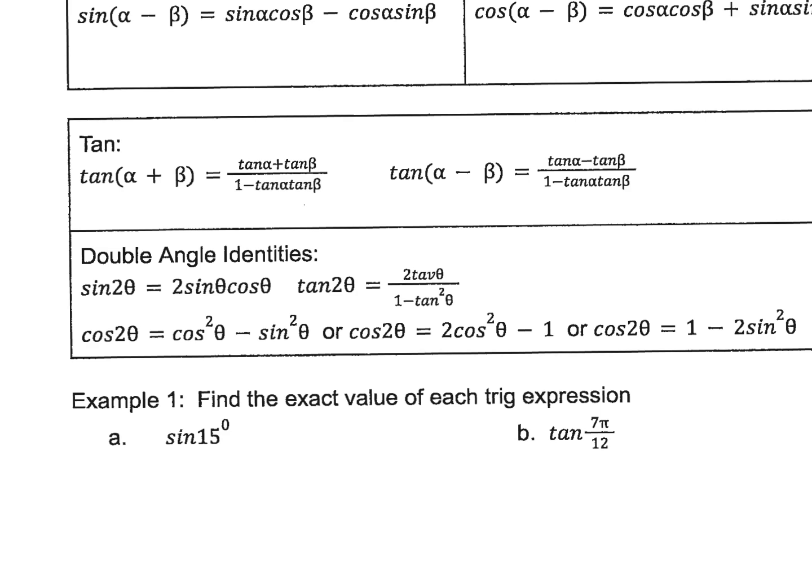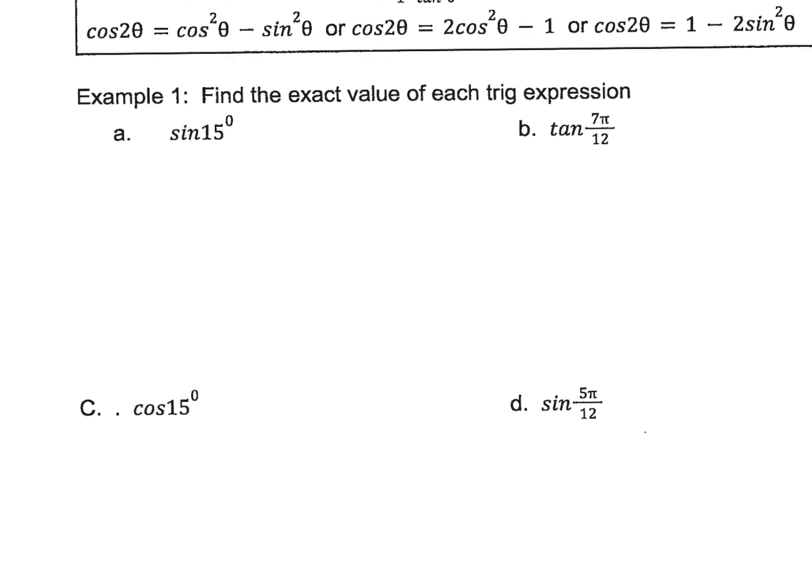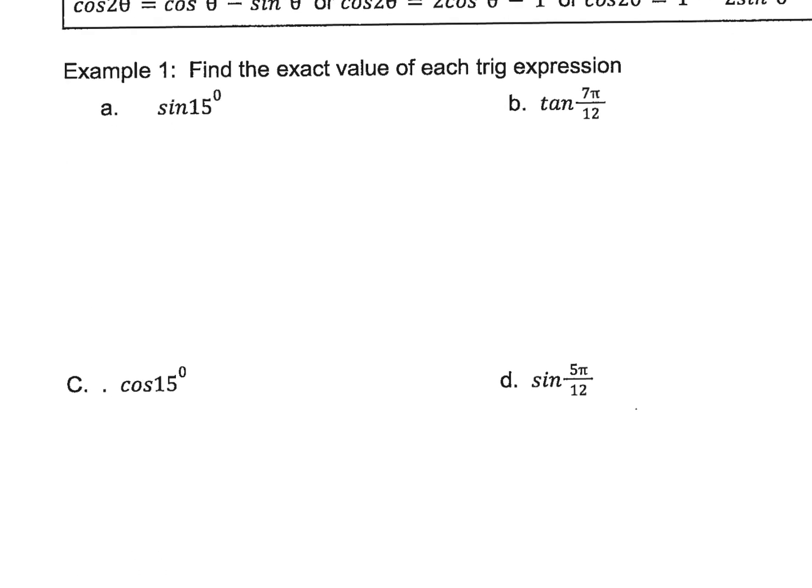Okay, we'll come back to double angle identities in a minute. So here we go. Find the exact value of each trig expression. The first thing you have to do is figure out 15 degrees. Do I add or subtract to get 15 degrees? Subtract. So I want to write that as the subtraction of two different angles to get 15.